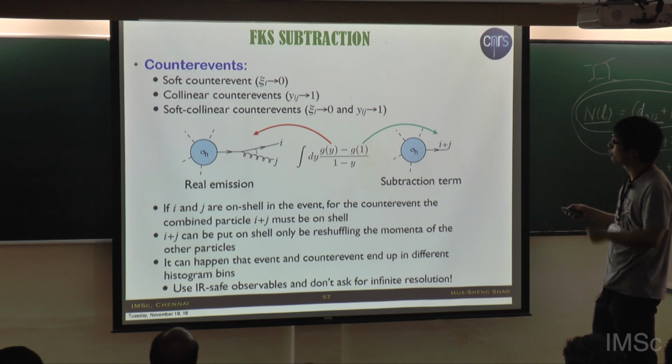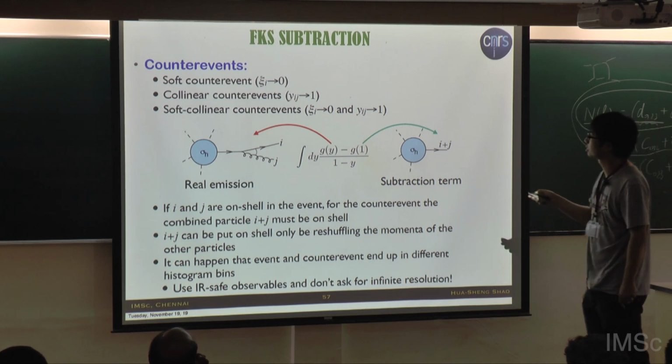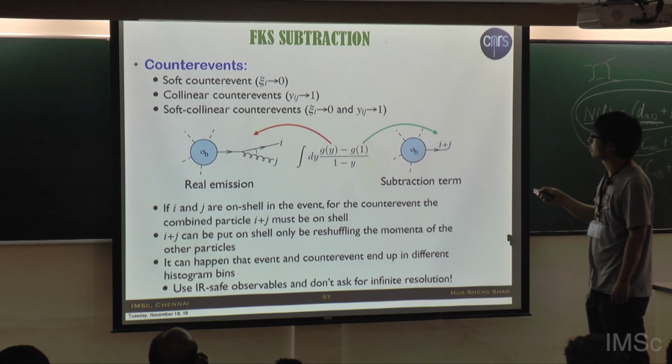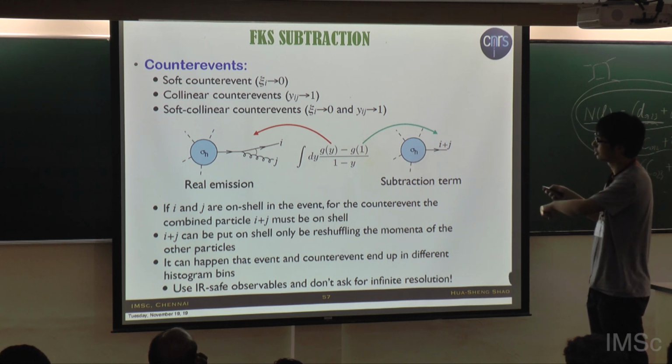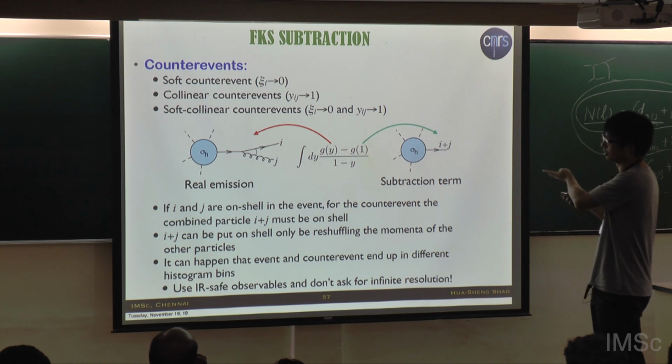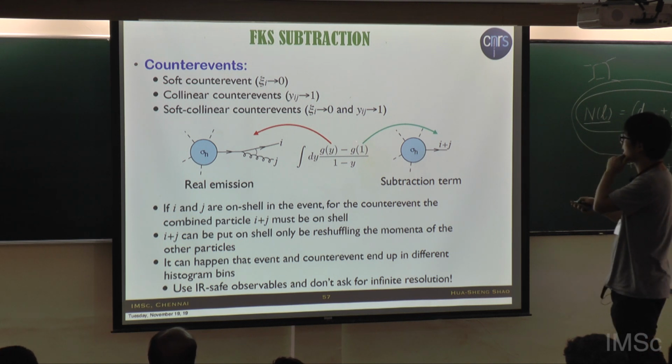So then you have three counter events. One is a soft counter event, that means Ci goes to 0. There's a collinear counter event, where Yaj goes to 1, and a soft collinear counter event. Okay, and then this is one.